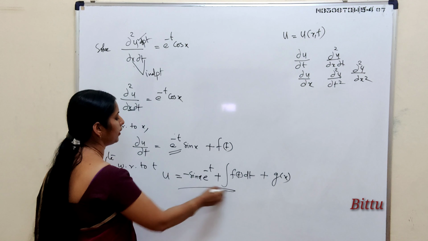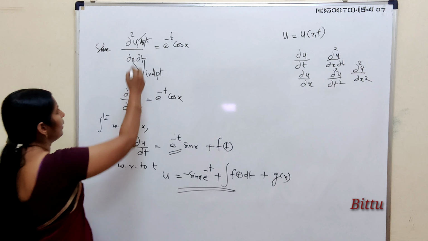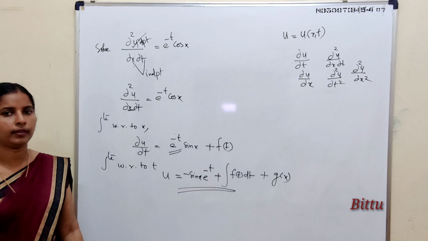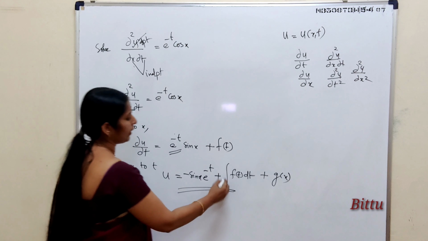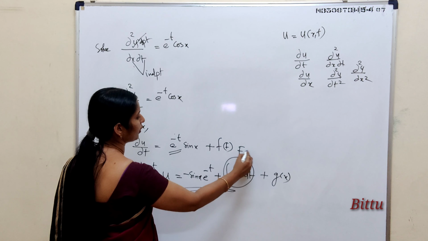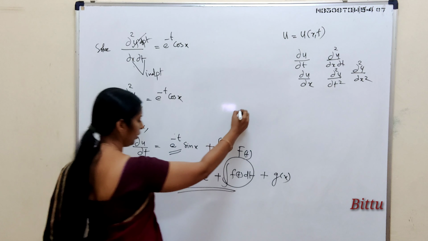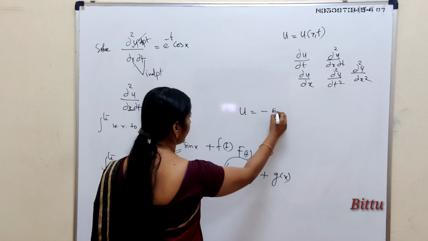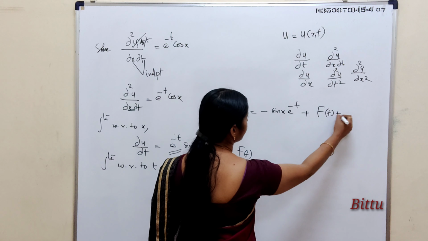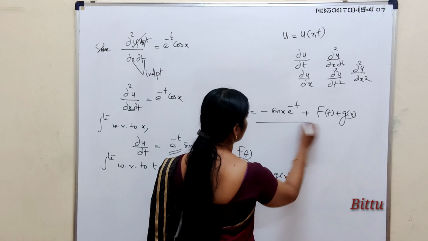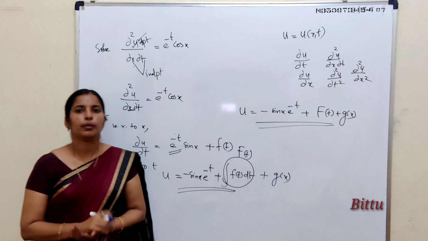See, this is our required u. We have to find the dependent variable. That is its solution. That is, we have to find u. Again, you can write this integral of f(t) dt as another function of t. So we can write u is equal to minus sin x e raised to minus t plus F of t plus g of x. See, this is our solution.